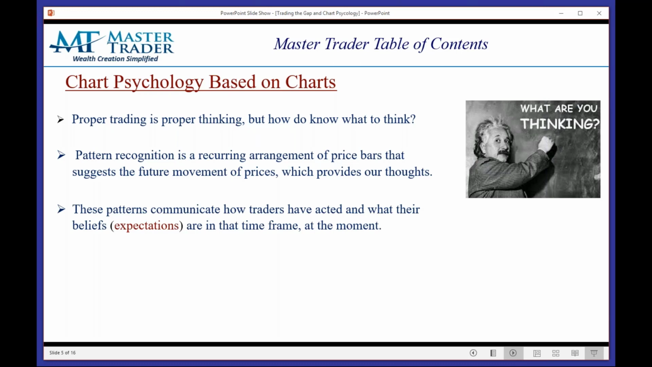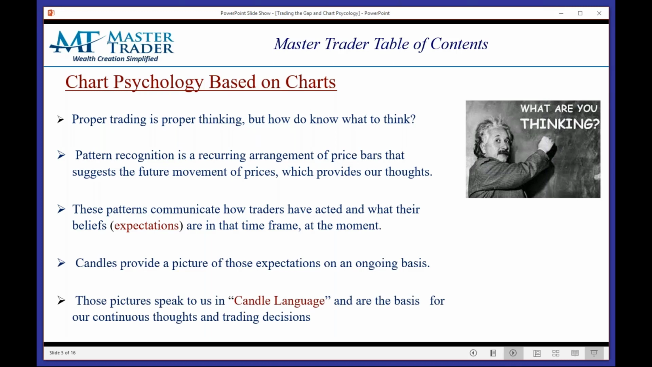So these patterns communicate to us how traders have acted and what their beliefs are. As prices pull back to an area called price support, it's going to form a picture, and it's going to tell us whether buyers are taking control, whether there's strong demand there, or whether there isn't and sellers are still in control. And we determine that, again, in multiple time frames to put the odds in our favor as to what's going to happen in the moment. So these candles provide us a picture of those expectations on an ongoing basis.